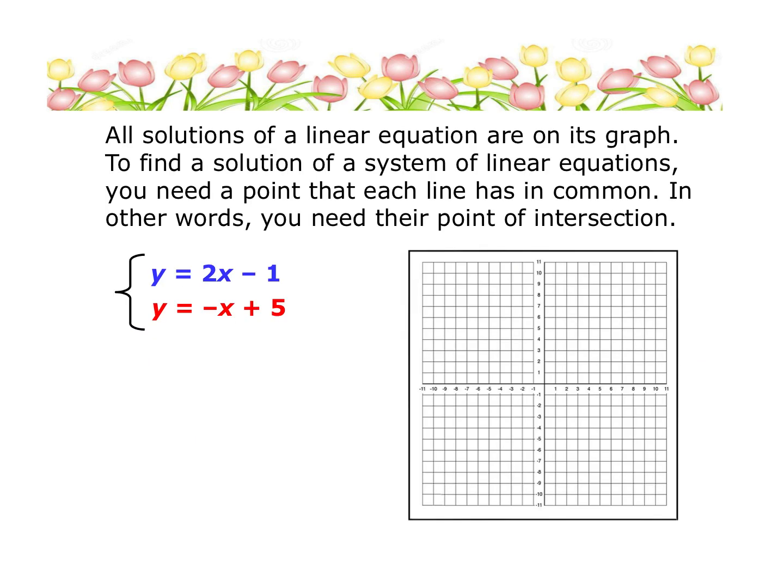So for this one, it's saying all solutions of a linear equation are on its graph. To find a solution of the system of linear equations, you need a point that each line has in common. In other words, you need their point of intersection. So this has to do with what I was saying earlier about how the graph, when it's the solution, will be the point that they both intersect at.